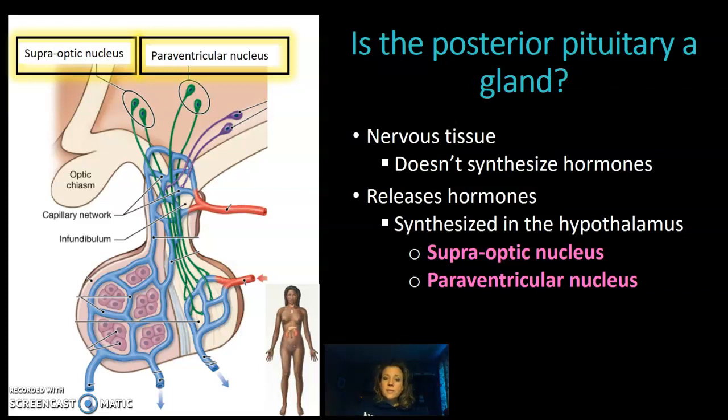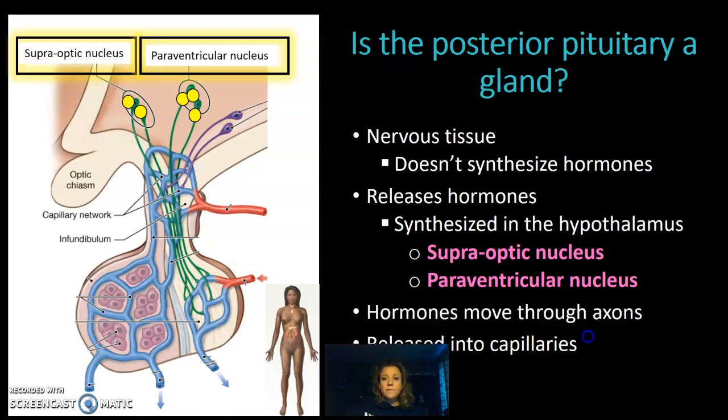So what happens is that these neurons create the hormones, see the yellow circles, and then those hormones are going to travel down the axons of these neurons and diffuse into the capillaries that are found inside of the posterior pituitary gland. And then they enter general circulation and go to the body in order to stimulate their target tissues.